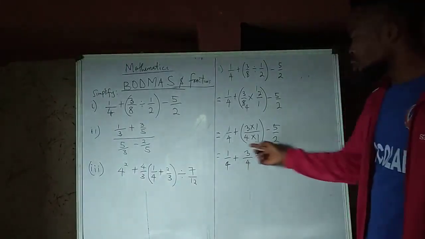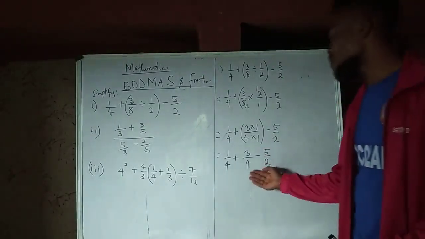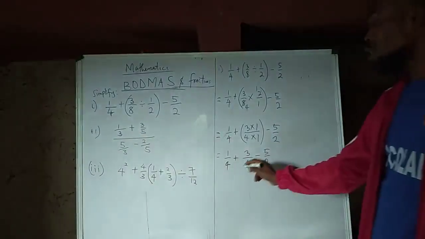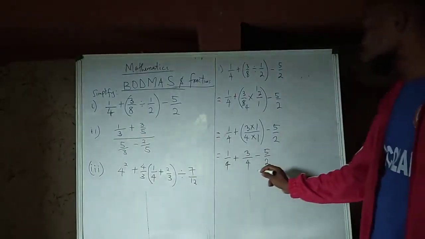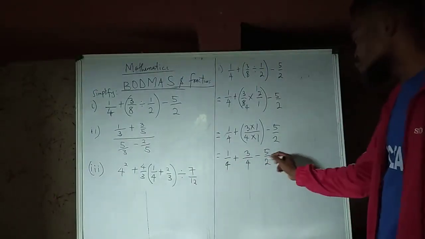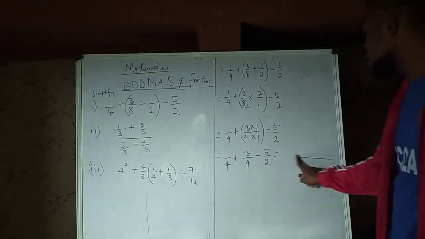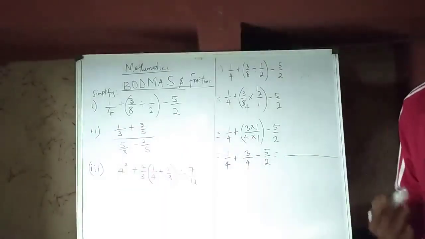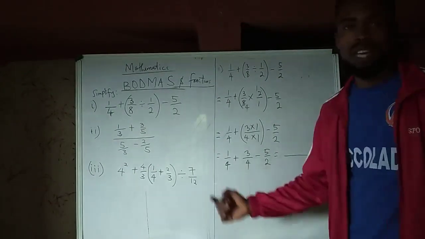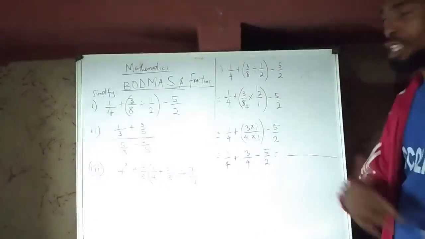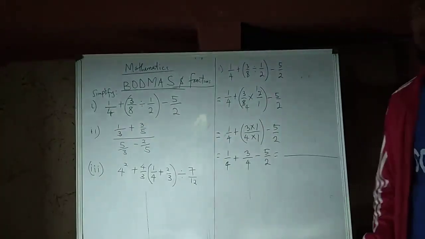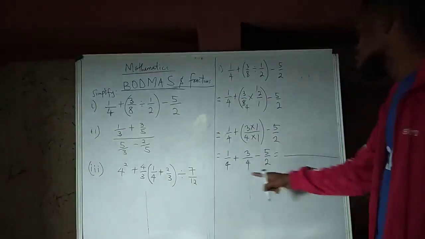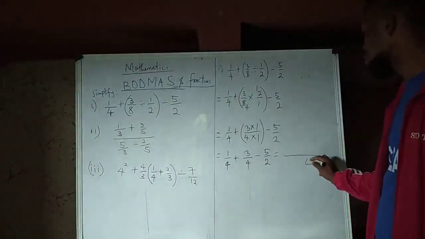Now you see this problem, where we have 1 over 4 plus 3 over 4 minus 5 over 2. In addition or subtraction of fractions, what do we do? It is common practice, and this is the next step, that we take the LCM. The LCM of 4, 4, and 2 is going to be 4. You need to try and find out how that can be done if you don't know.